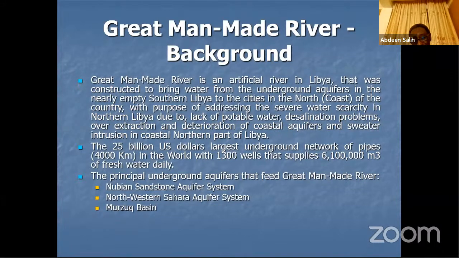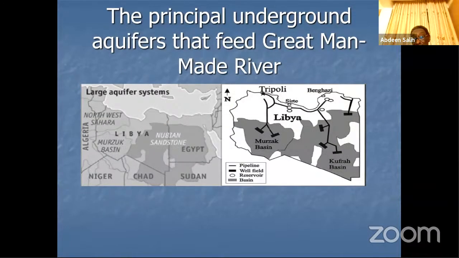Some estimate the cost at 25 billion US dollars. It is the largest underground network of pipes in the world, 4,000 kilometers, with 300 wells that supply 6 million cubic meters of fresh water daily. The principal underground aquifers that feed the Great Man-Made River are the Nubian Sandstone Aquifer, the Northwestern Sahara Aquifer, and the Murzuq Aquifer. You can see them in the diagram here, the three aquifers, and they are shared aquifers.